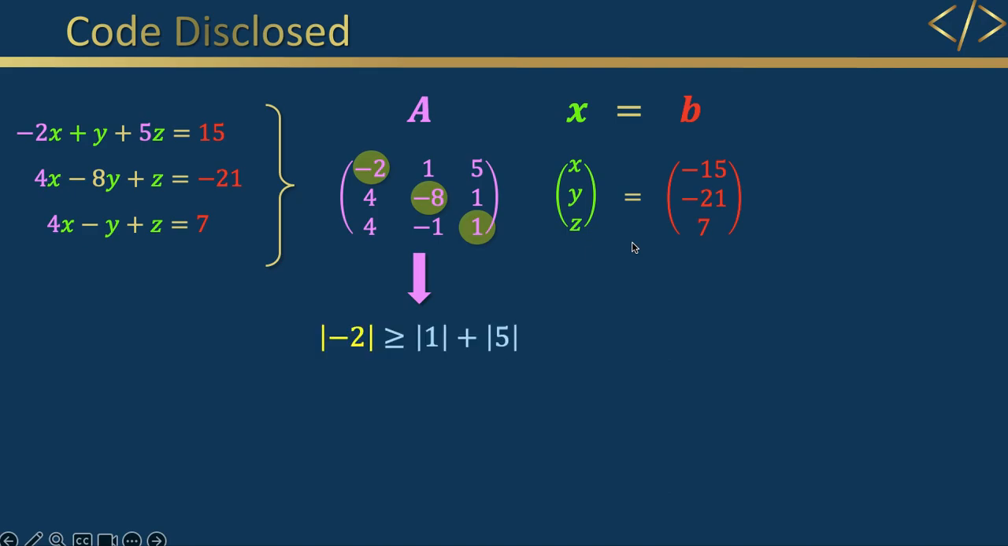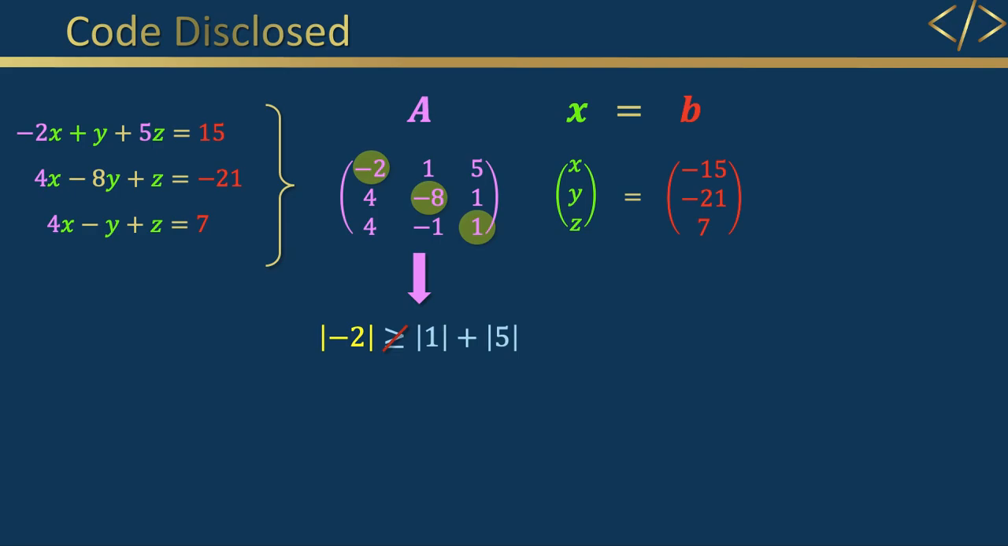So for the first row, we have minus 2. The absolute value of minus 2 is 2. Is it larger than or equal to the sum of the absolute values of the off-diagonals, which is 1 plus 5? Well, 1 plus 5 is 6, and 2 isn't larger than 6. So the condition is not satisfied for the first row.